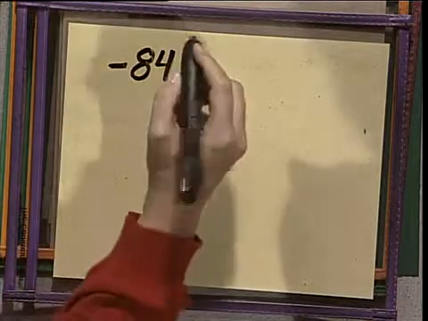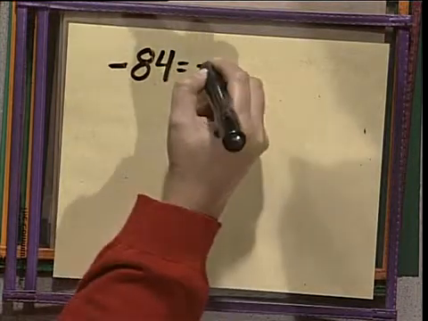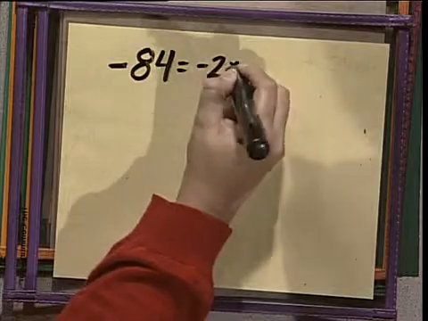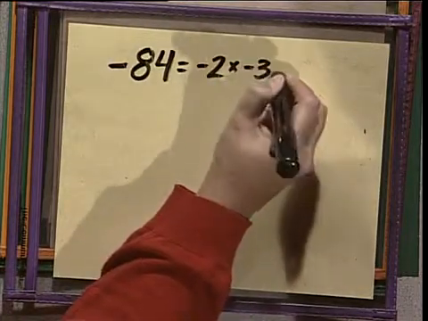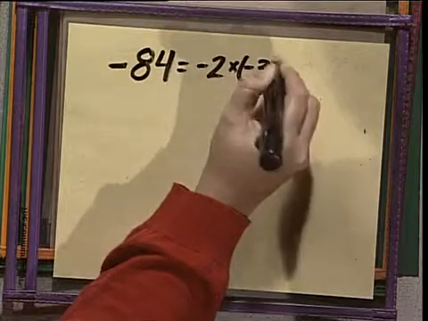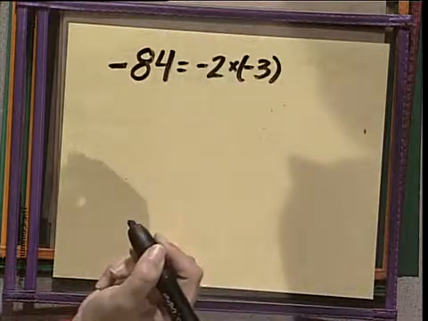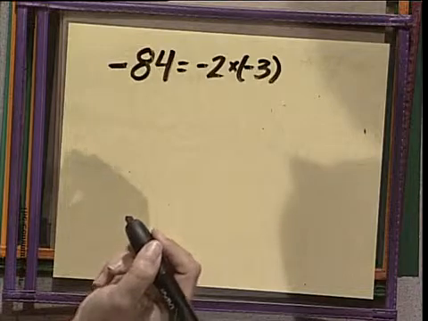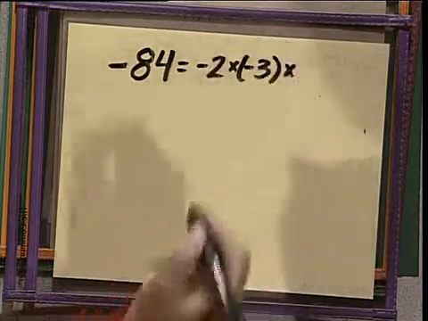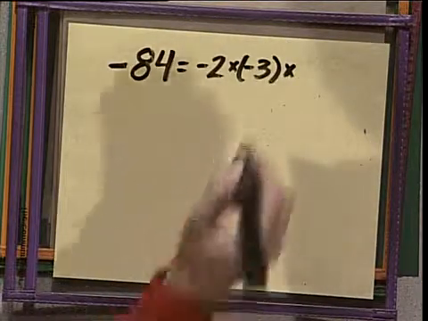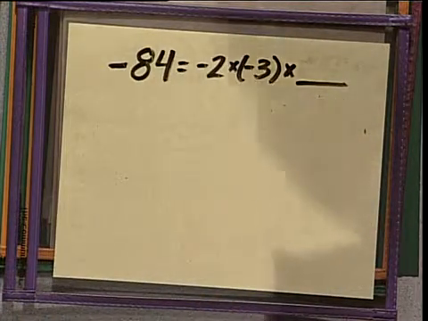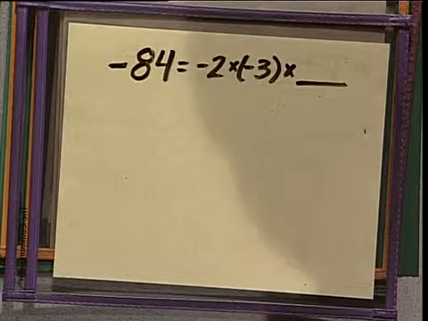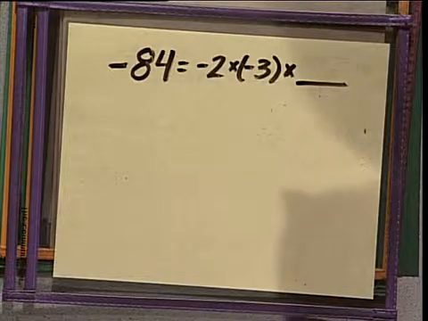Equals negative 2 times negative 3, and the negative 3 is in parentheses. And then it has another multiplication symbol, and then it has a line. And you're supposed to figure out what the line is? Yeah. Okay, all right, Miss Twitty, you want to help him with that one?